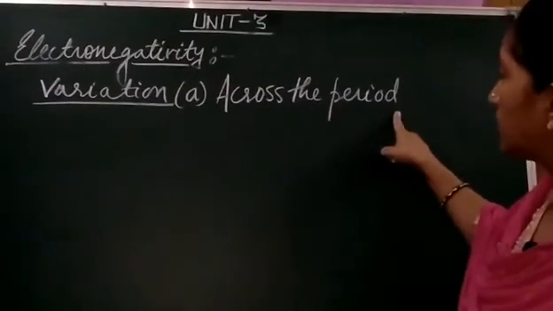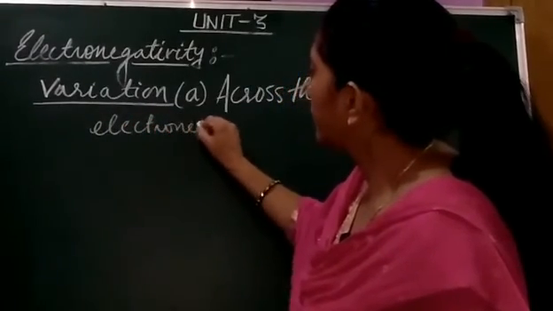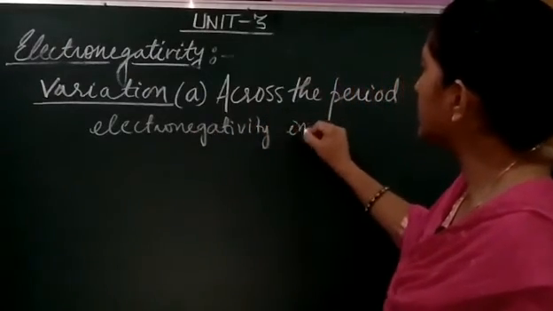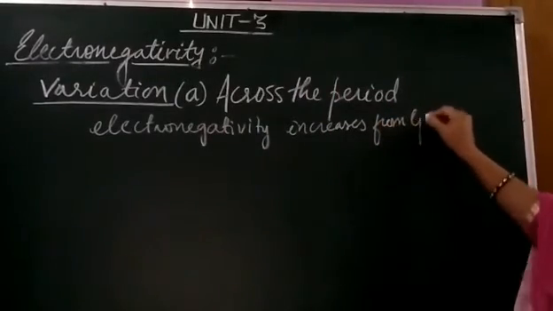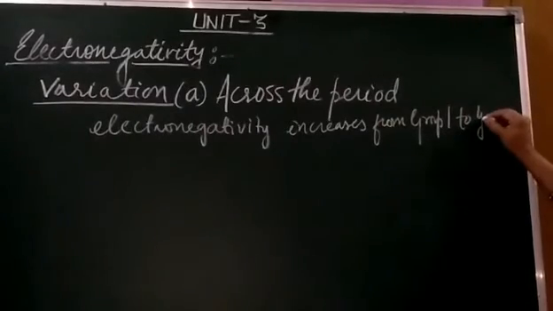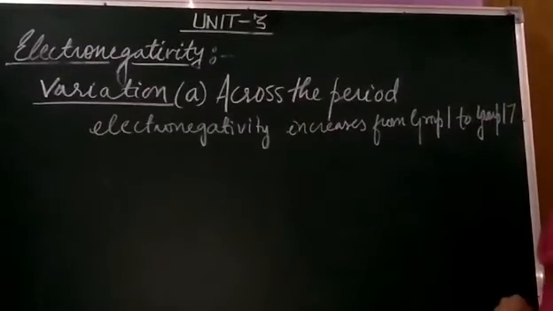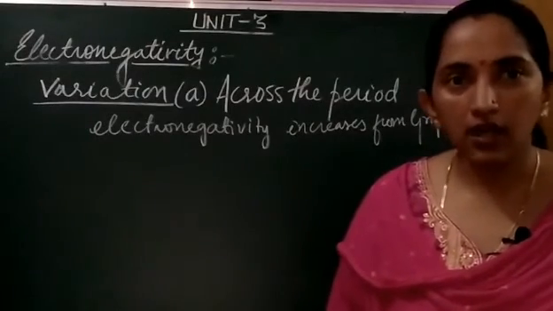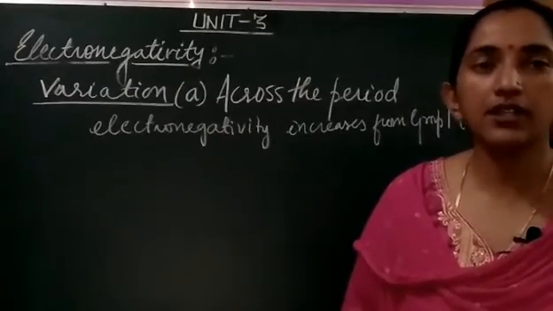So when we move across the period, electronegativity increases from group 1 to group 17. And we know that in the periodic table, the most electronegative element belongs to group 17, the halogens, and the element is fluorine, right?